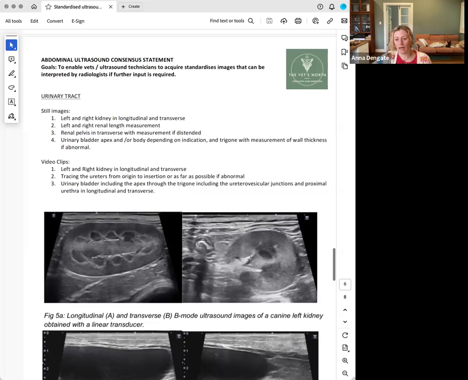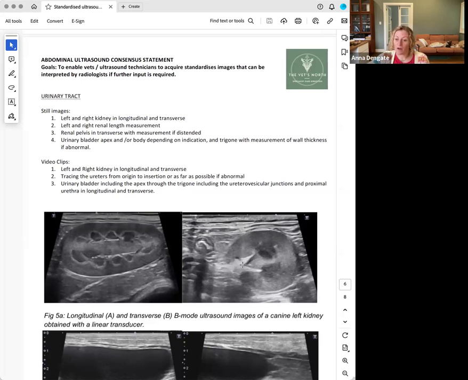I don't always measure the renal pelvis. If subjectively it looks completely normal and there's no markers of renal disease, I won't measure it. But if there's any question, if it looks a little bit prominent, then I definitely will measure it. And I'll measure it in this view.